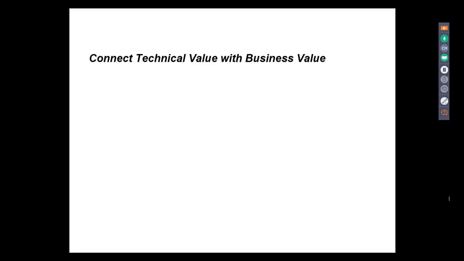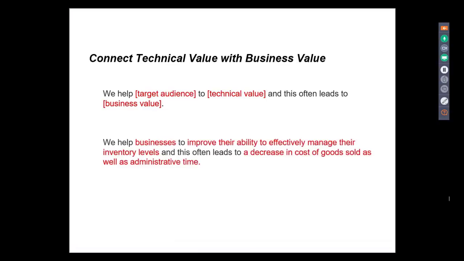The next one is to mix and match the different levels of benefits, connecting the technical value with the business value. So, we help target audience to technical improvement, and this often leads to business improvement. Let me show you what that looks like. We help businesses to improve their ability to effectively manage their inventory levels, and this often leads to a decrease in cost of goods sold as well as administrative time.